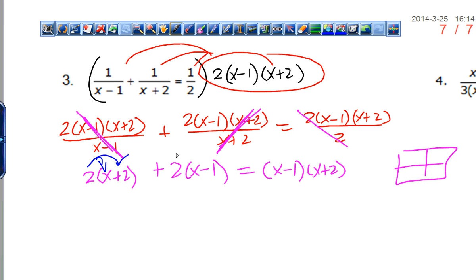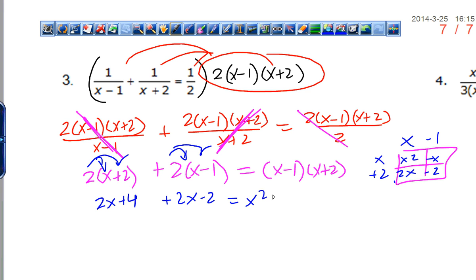So we distribute. 2x plus 4, 2x minus 2. I'll show my work here. So I get x squared, 2x, negative x, and negative 2. Combine our diagonals. So that gives me x squared plus x minus 2. And then we're just bringing baby to mom and all that stuff. So combine 2x, combine 4, negative 2. So it gives me 4x plus 2 equals x squared plus x minus 2.